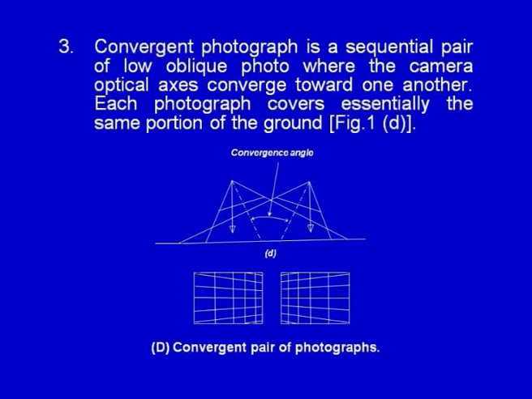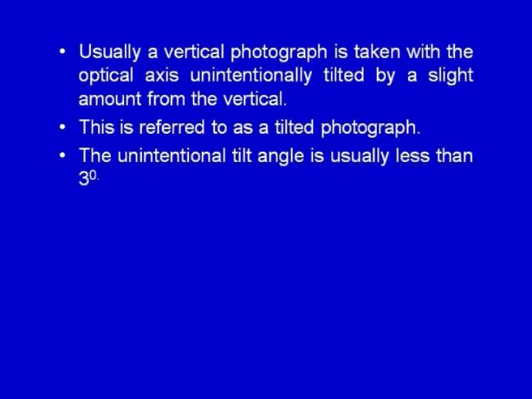The next type of photograph could be convergent photograph, which is a sequential pair of low oblique photographs where the camera optical axes converge towards one another. Each photograph covers essentially the same portion of the ground as can be seen in the figure below. Usually, a vertical photograph is taken with the optical axis unintentionally tilted by a slight amount from the vertical. This is referred to as a tilted photograph. The unintentional tilt angle is usually less than 3 degrees.